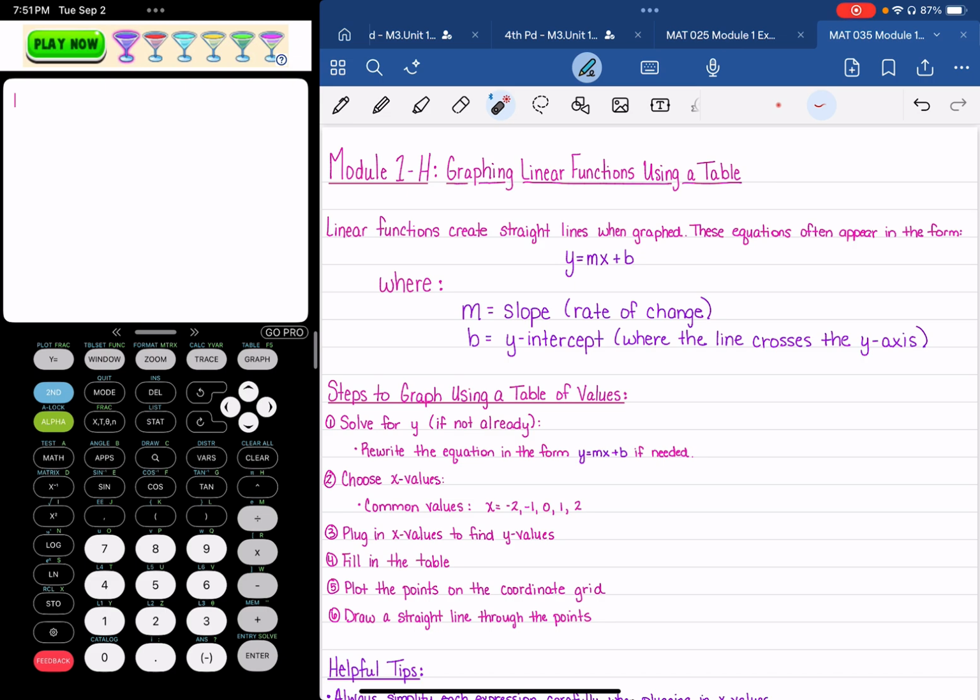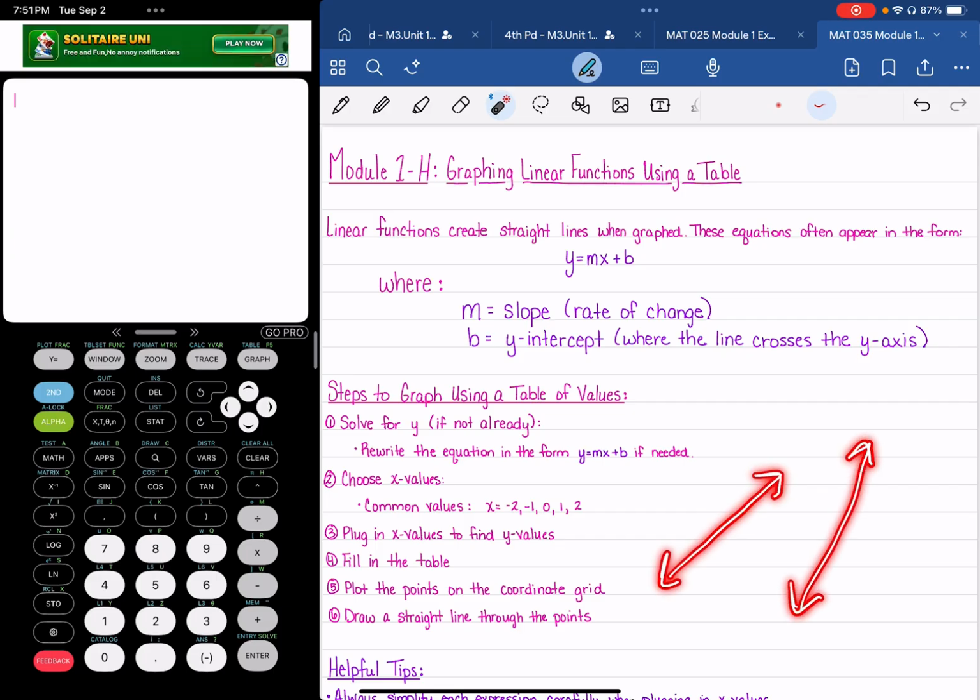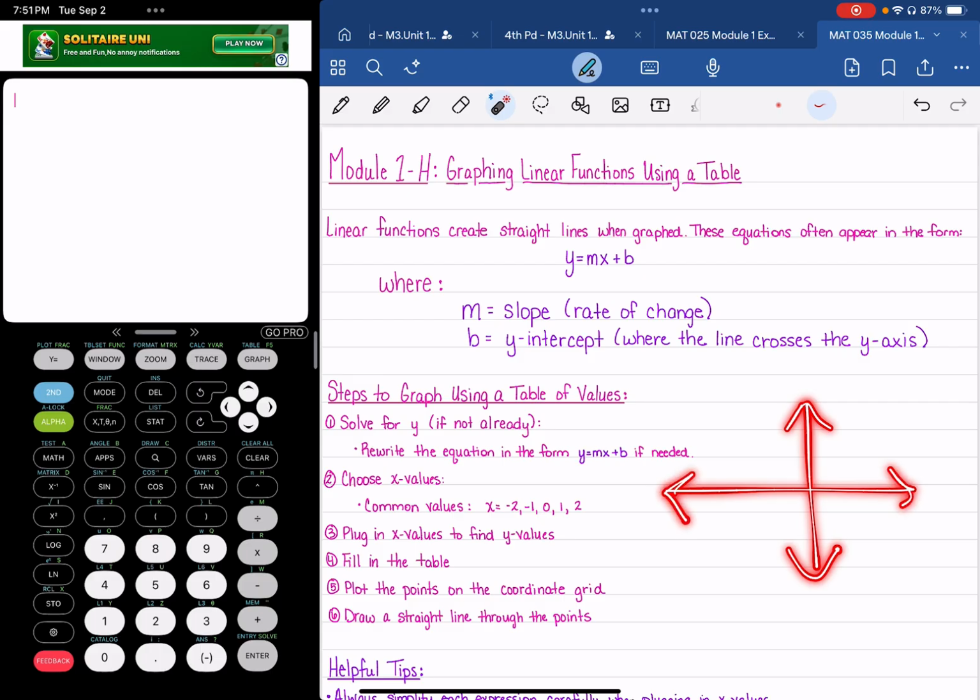That's going to tell us how steep our graph is, whether it's going up really steep or not quite so steep, a little bit flatter, or whether it's going down. It's going to tell us all those different things. And then your b value, that's going to be your y-intercept. It's where the line crosses the y-axis. Remember, the y-axis is the one that goes up and down. The x-axis is the one that goes side to side.